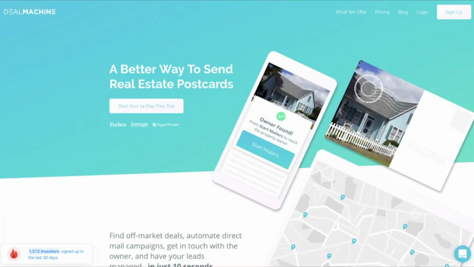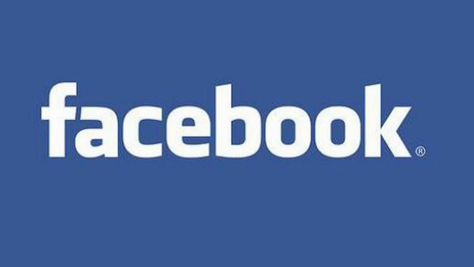But before you guys go, some great apps to use when starting off for wholesaling: Deal Machine, Facebook for ads, CallRail. Last but not least is Bigger Pockets. Bigger Pockets is going to be great because you can find mentors, ask questions, do meetups. It's just a great place to network with people.